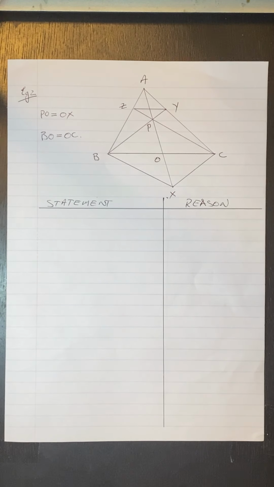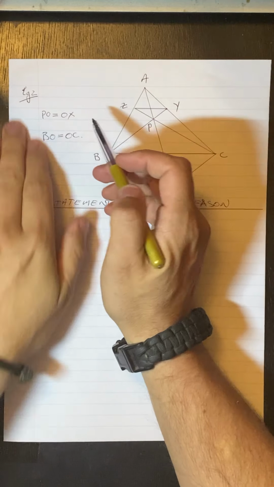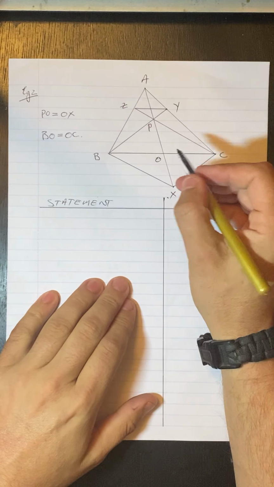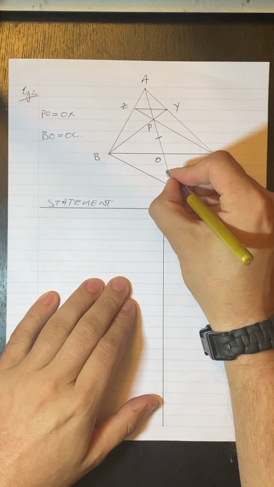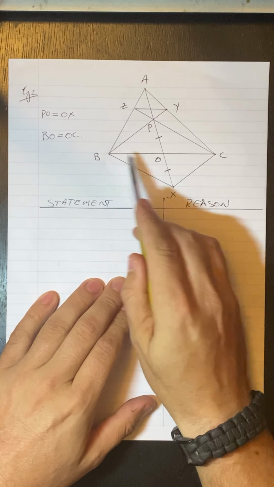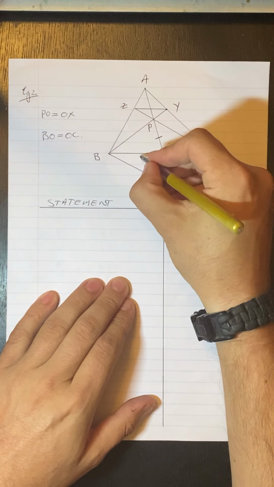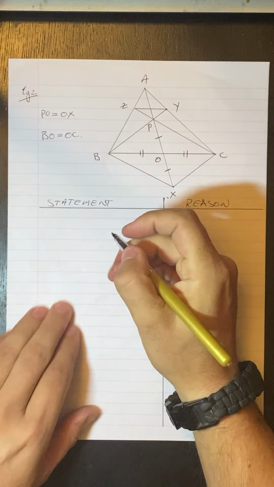Okay, so for example 2, they're telling us that we have PO is equal to OX, so this length is equal to this length. And then they've told us that BO is equal to OC, so this length is equal to that length. Okay, so question A.